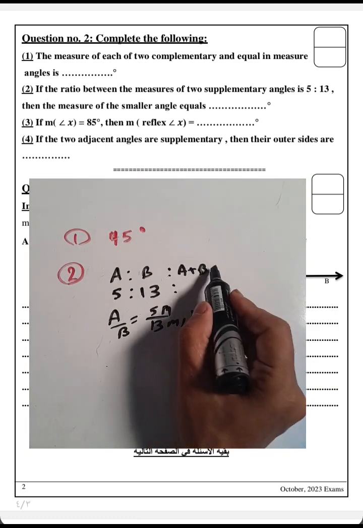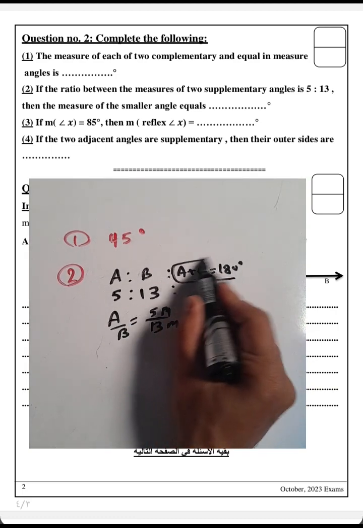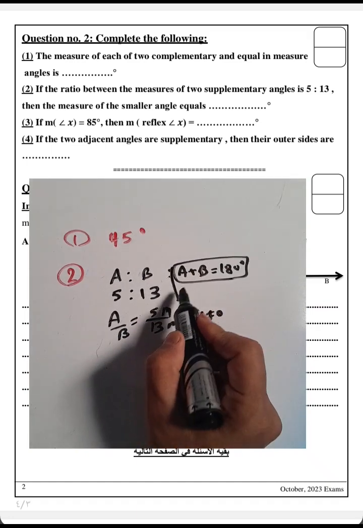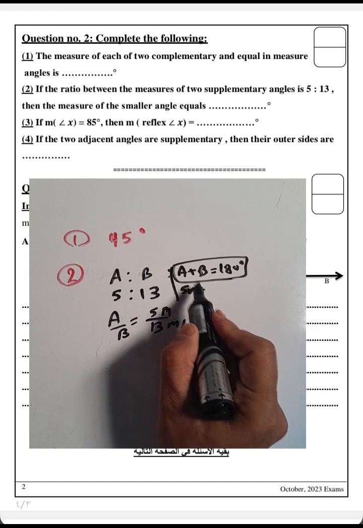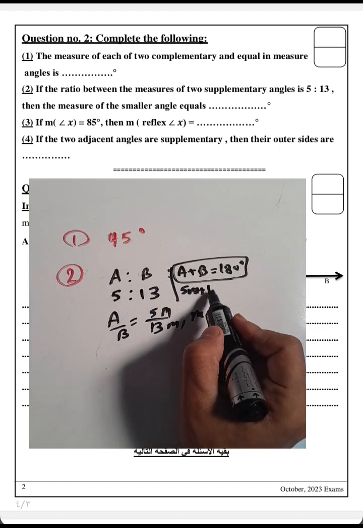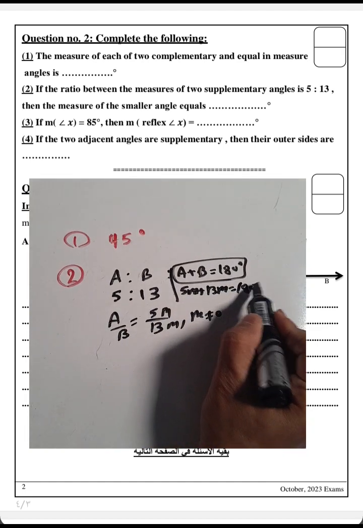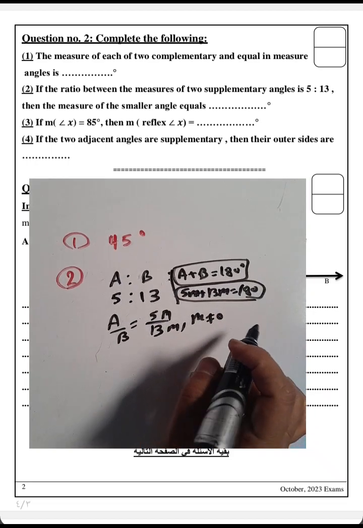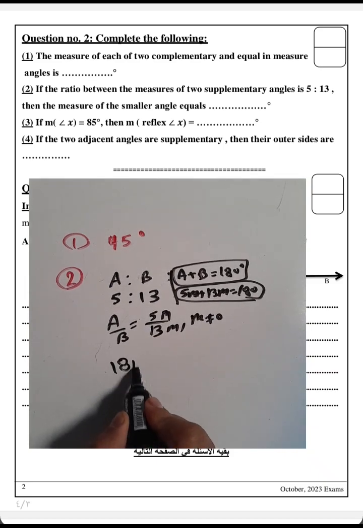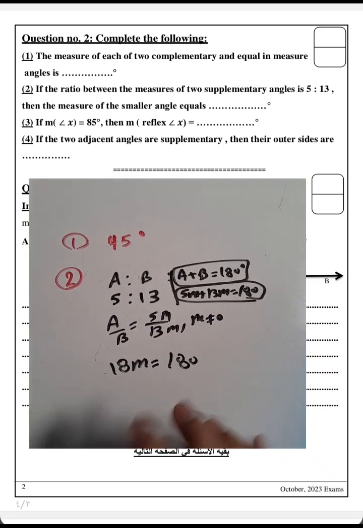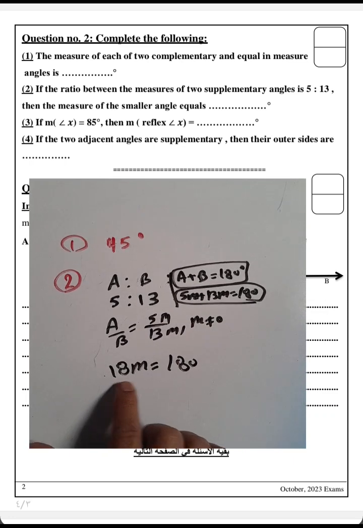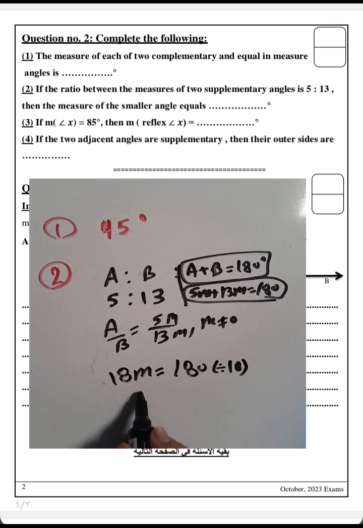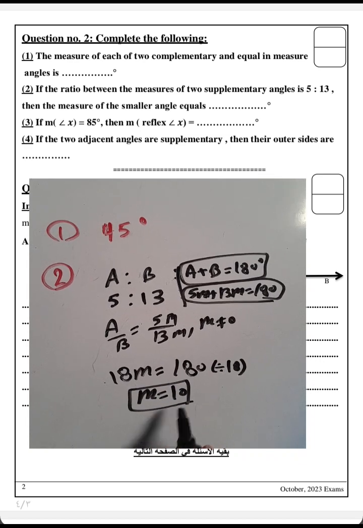Then A plus B equals 180 degrees. So we can put A equals 5m in this equation. We can write here 5m for A and 13m for B. The result will be 180. And then we can add 5m plus 13m, it will be 18m equals 180, since 5 plus 13 equals 18. 18m equals 180. You can divide by 18 here, then m will be equal to 10.